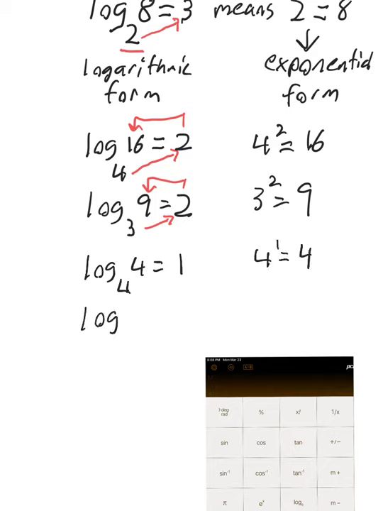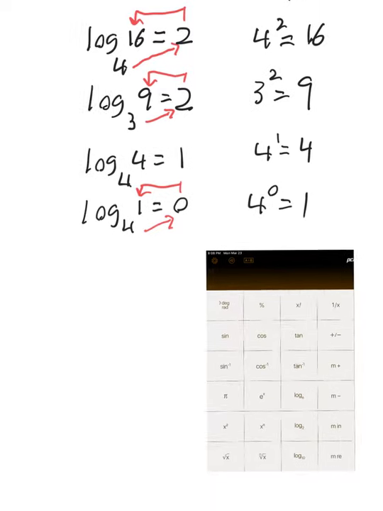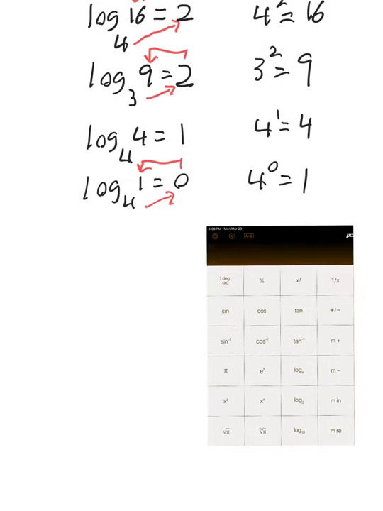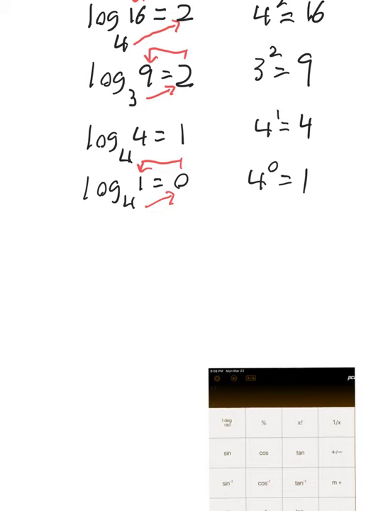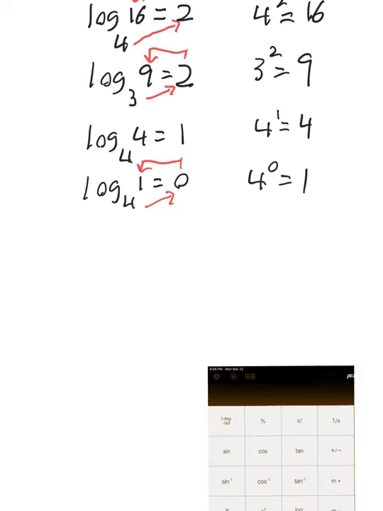And one more before we get to the calculator that's popping into the screen. Okay. What's log base 4 of 1? Okay. Well, any positive number to the 0 power would be 1, right? So 4 to the 0 power is 1. That's the same as saying log base 4 of 1 is 0. Okay. So let's just write this out in general.